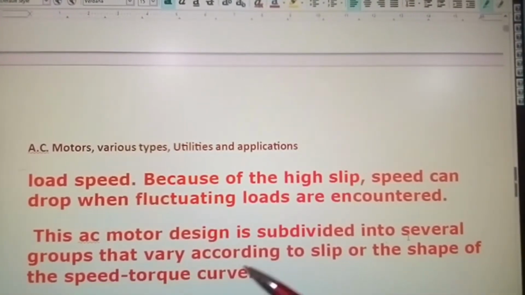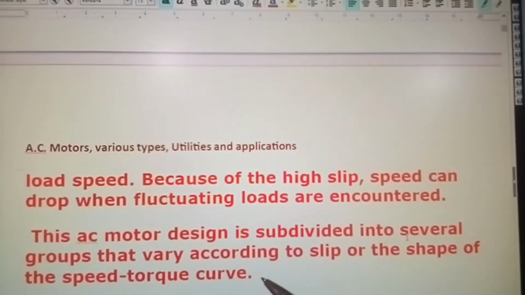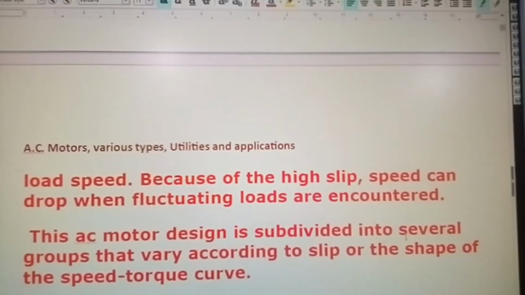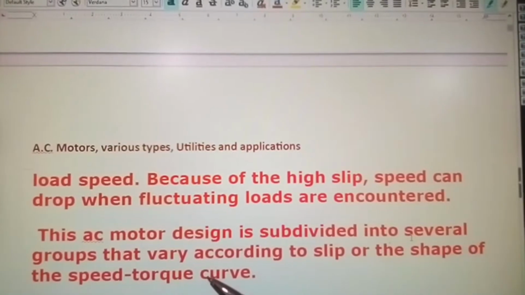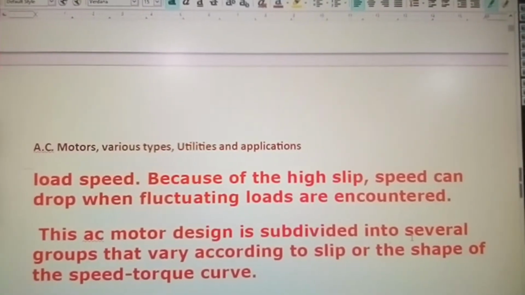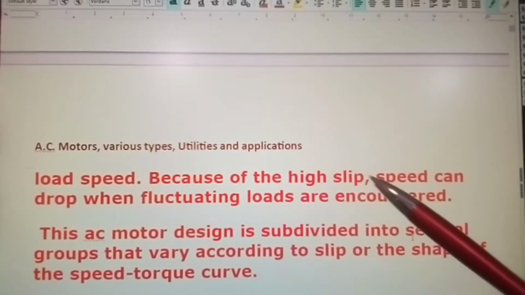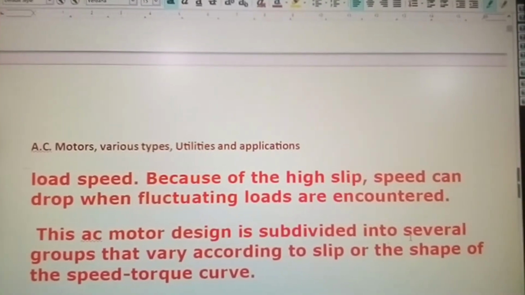This AC motor design is subdivided into several groups that vary according to slip or the shape of the speed torque curve. Now, when we look at the speed torque curve, I'm going to show you that later on. You can see how, as you apply torque, the speed just begins to drop off.